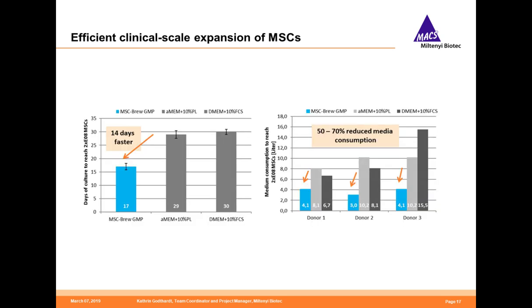So here we have some pictures showing that we are quite fast with our medium. In just 14 days, we are reaching the 200 million MSCs. And of course, when you are faster, you are not using so much medium. So the medium consumption is also reduced by 50 to 70%, which of course reduces some costs here.